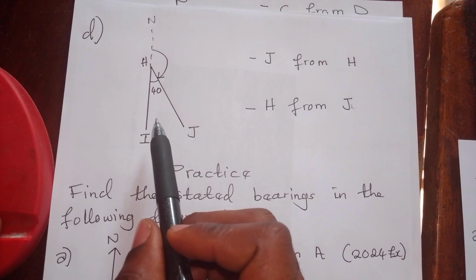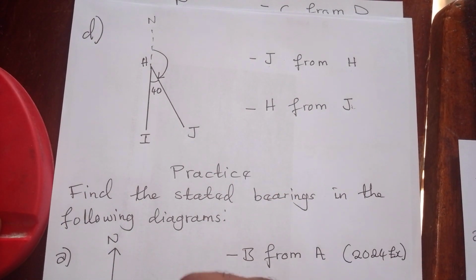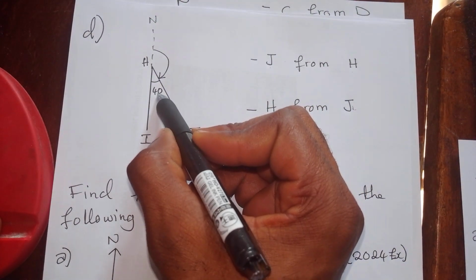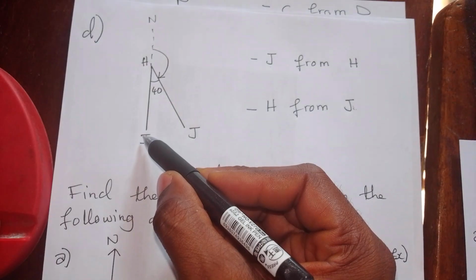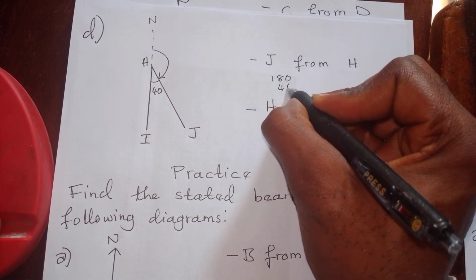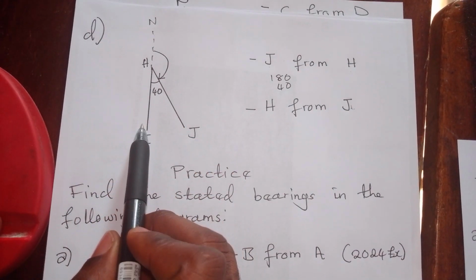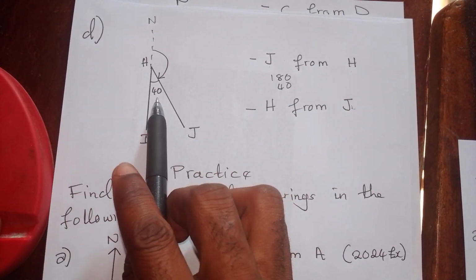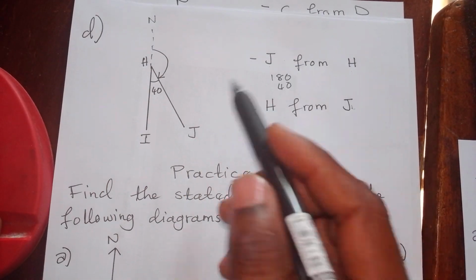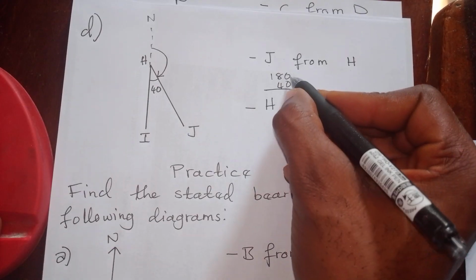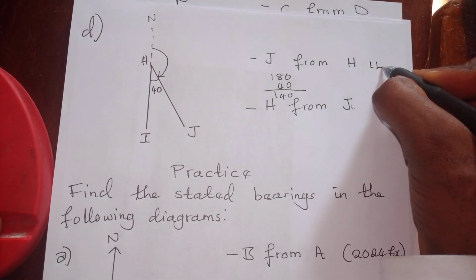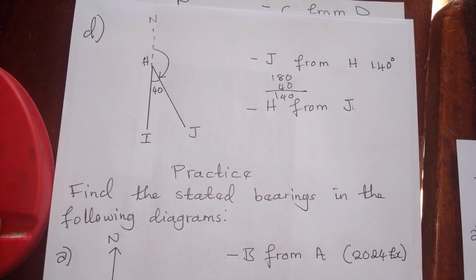So now to find your bearing, as you may have guessed, you can simply subtract a 40 from the straight line, which is 180. So you can say 180 minus 40. Remember, this is a straight line, and then part of the angle here has been given. So the moment you subtract the 40 from 180, you remain with the other part, which is 140. So this angle will be 140 degrees.